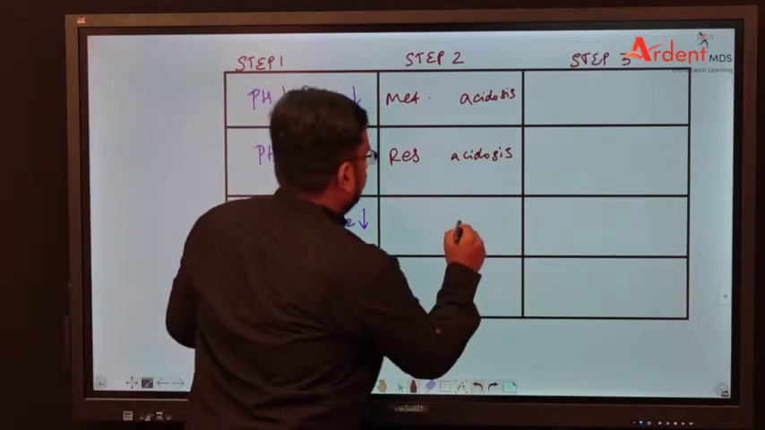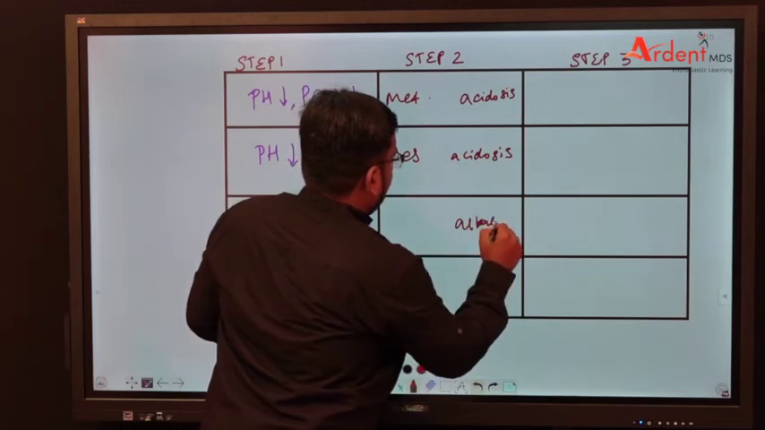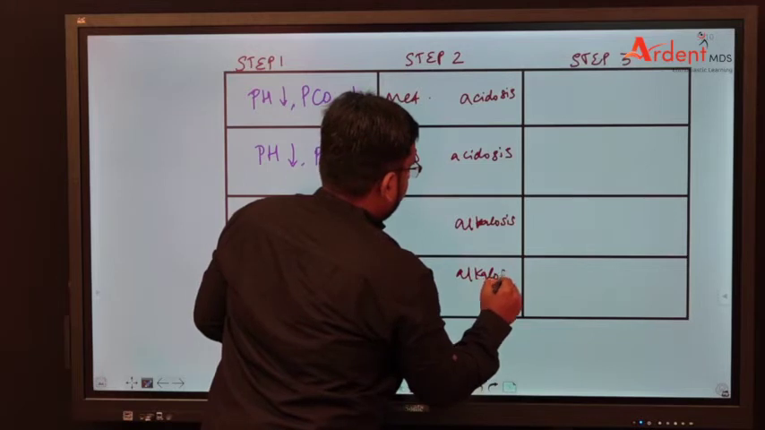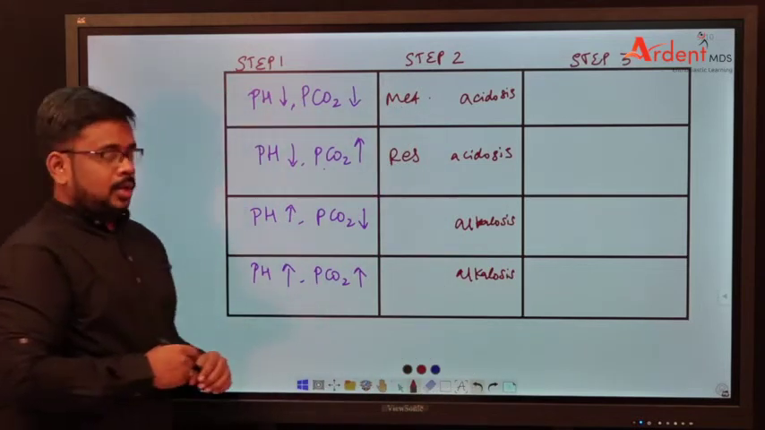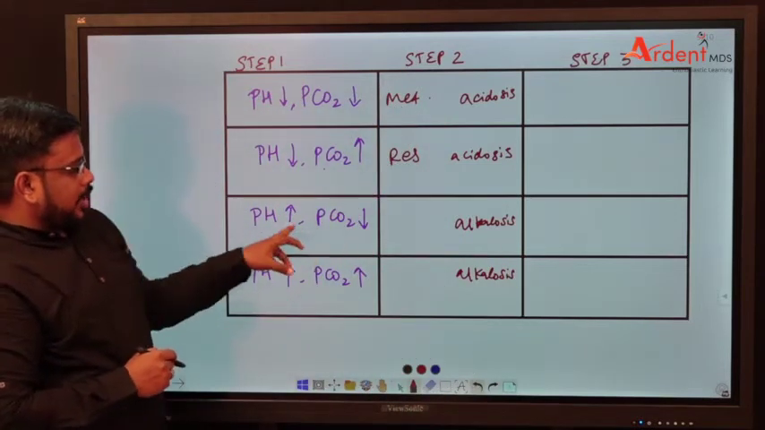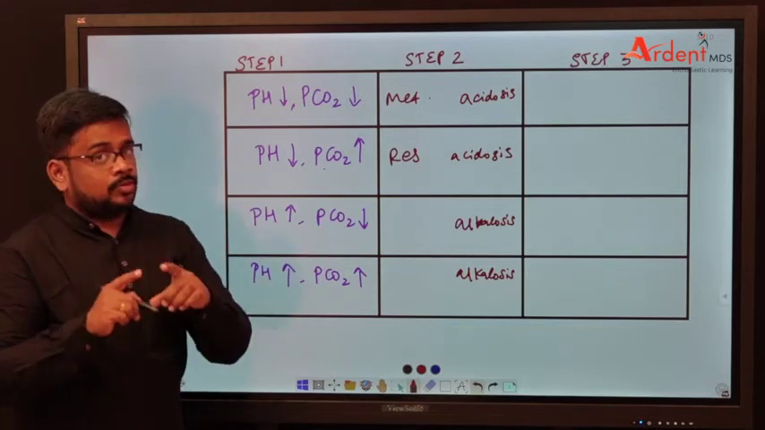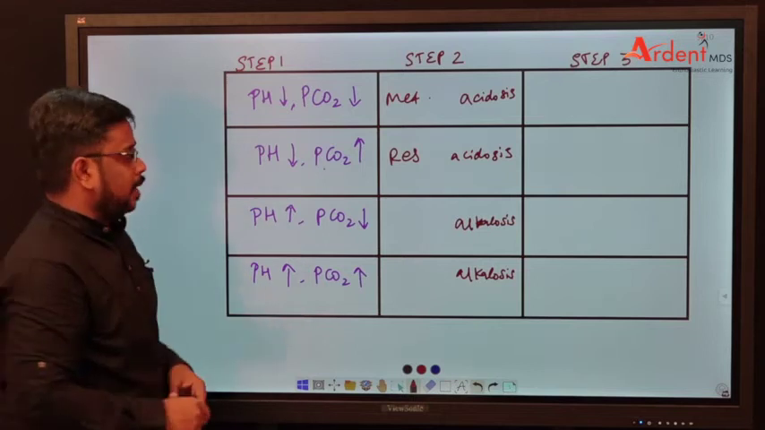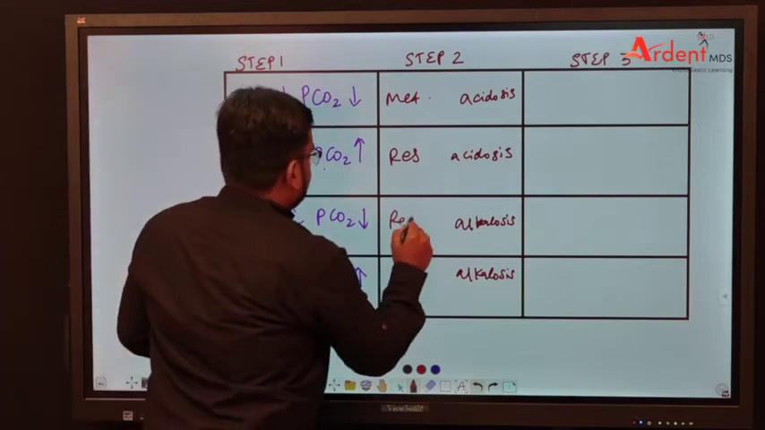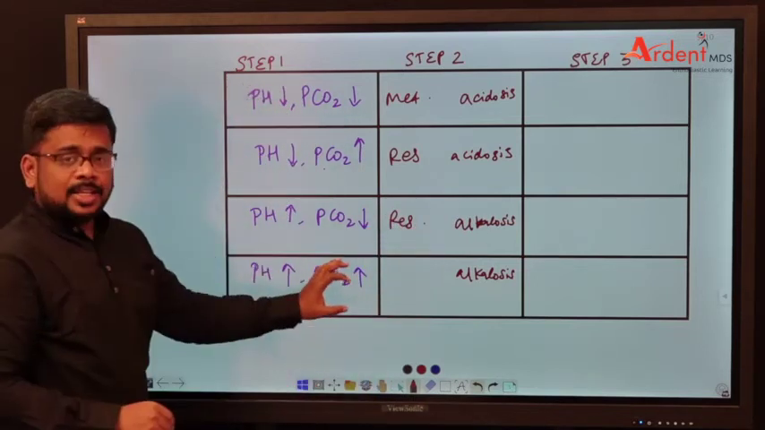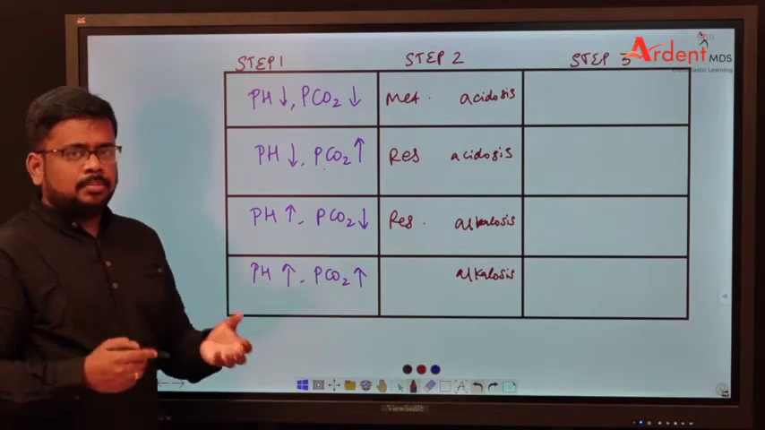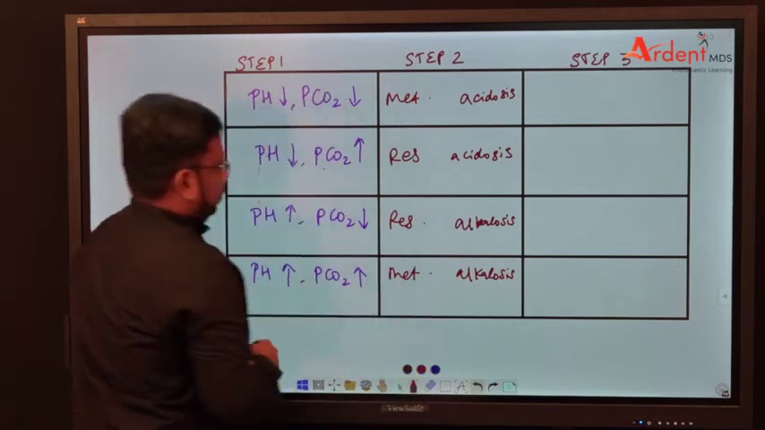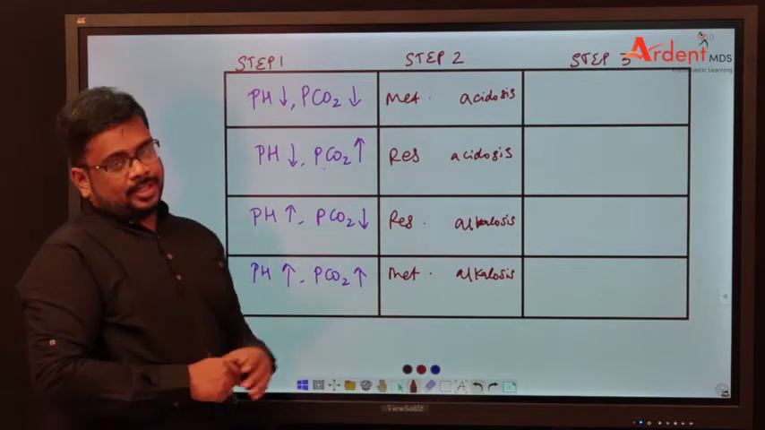Again, pH is higher in the second, third and fourth column. So here, because the pH is higher, you can tell it is an alkalosis. Right? Again, both arrows are in the opposite direction. If the arrows are in the opposite direction, it is reversible, so respiratory alkalosis. If the arrows are in the same direction, say metabolic alkalosis. Right. Now you know what condition it is.